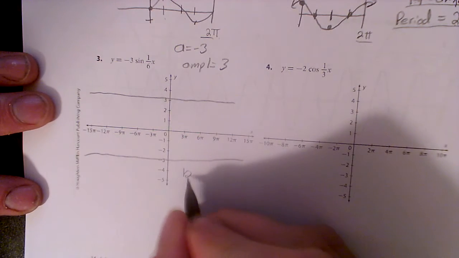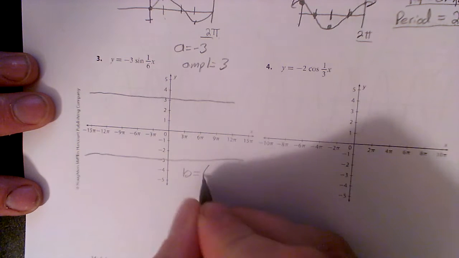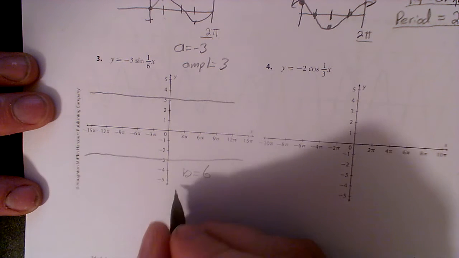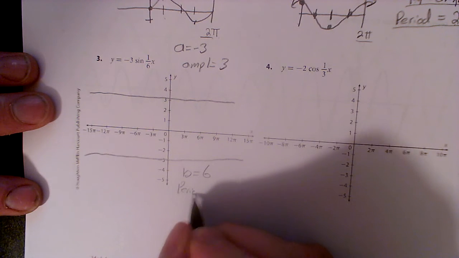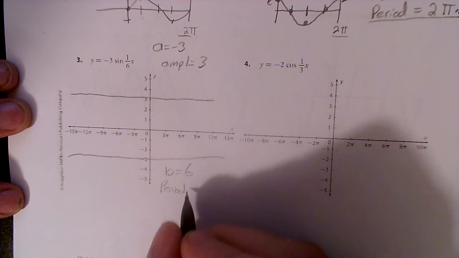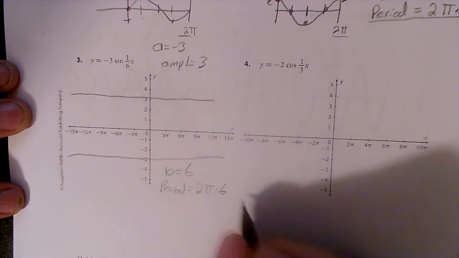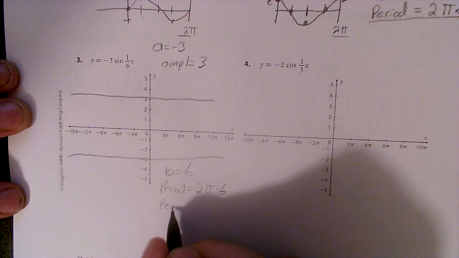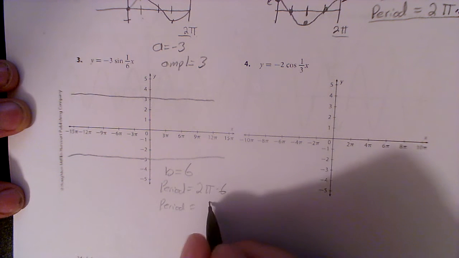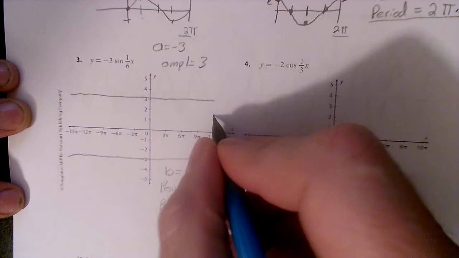And I also say my b. Well, let's put it down here. My b value is the upside down version of this, the reciprocal, so my b is 6, right? Which makes my period, if you remember the formula, 2 pi times b. My period equals 2 pi times 6, which equals 12 pi. Now I'm going to find that by marking 12 pi right here.